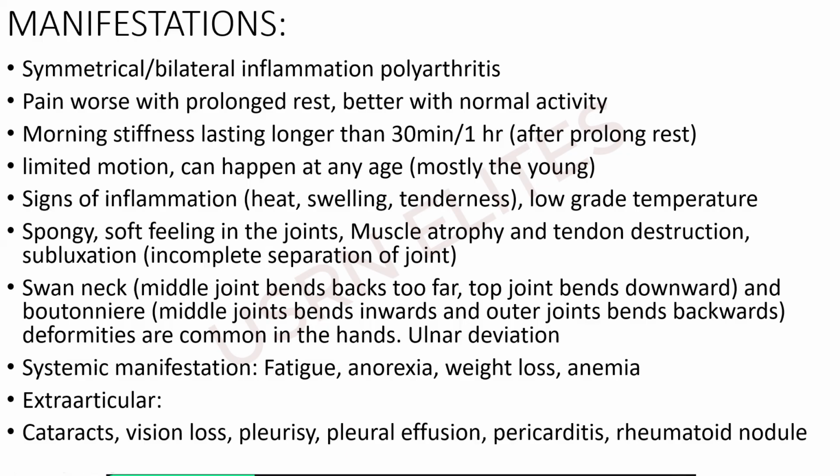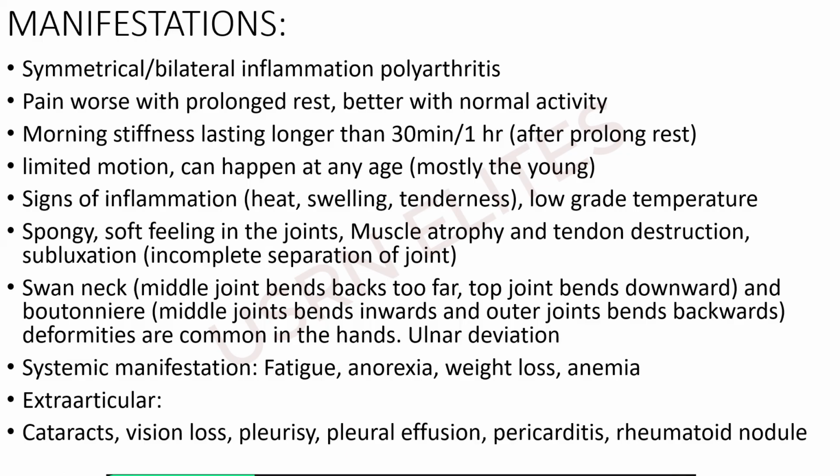And systemic manifestation, because it's the blood flow, it goes to every part of the body, systemic. So we are going to have what? Fatigue, anorexia, weight loss, anemia. It can affect every part of the body. I told you, it can affect the lungs, the eyes, the brain, the heart, every part. So we can have cataracts, we can have vision problems, we can have pleurisy in the lungs, you can have pleural effusion.